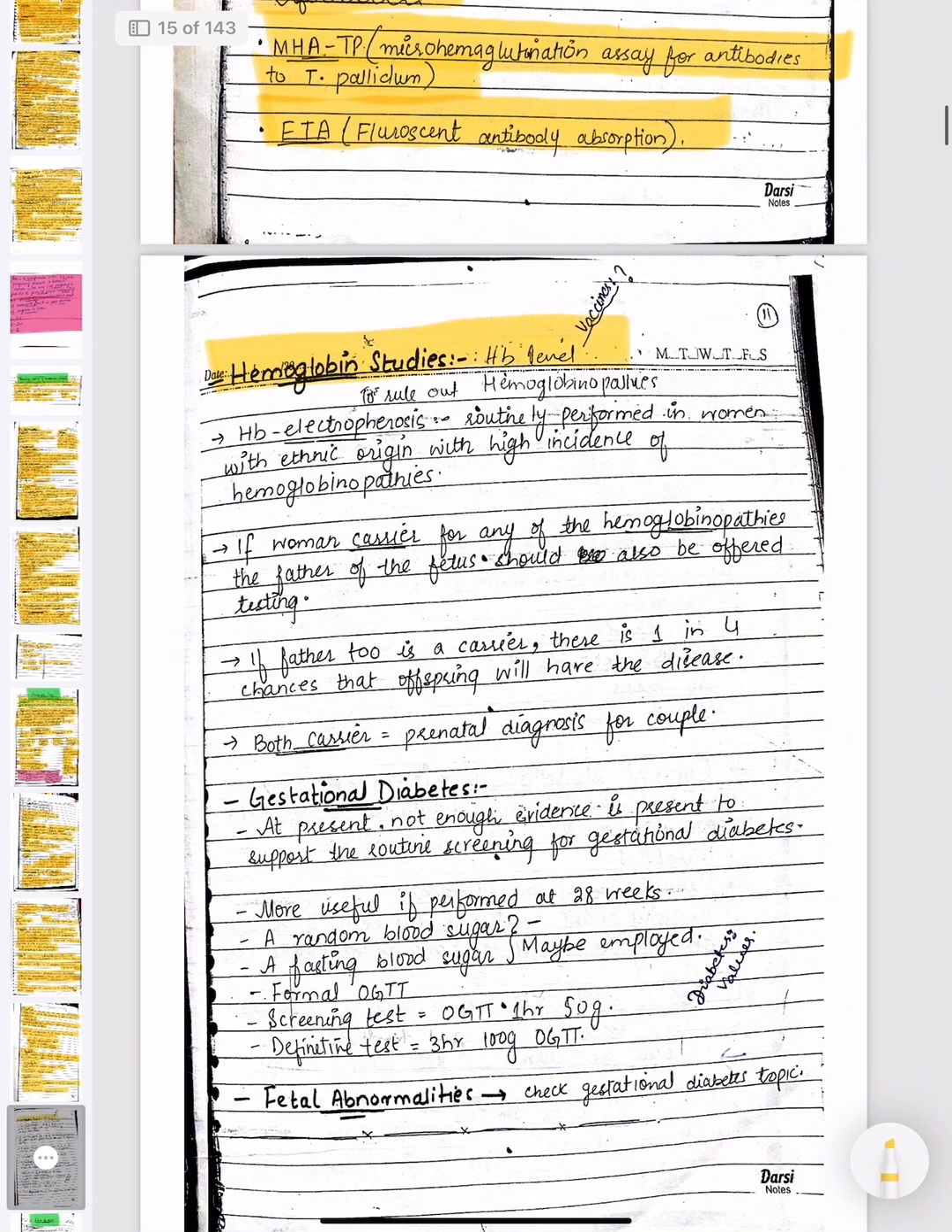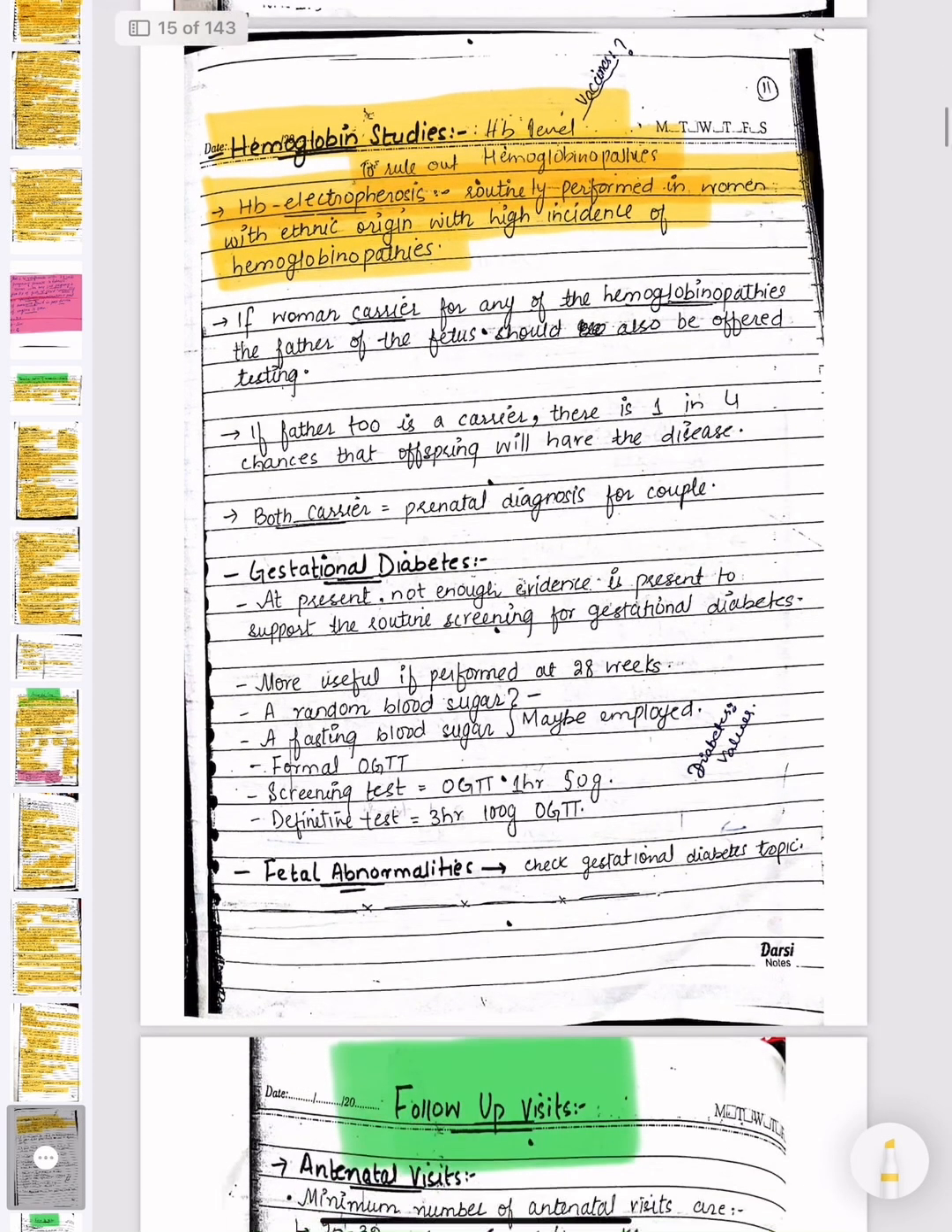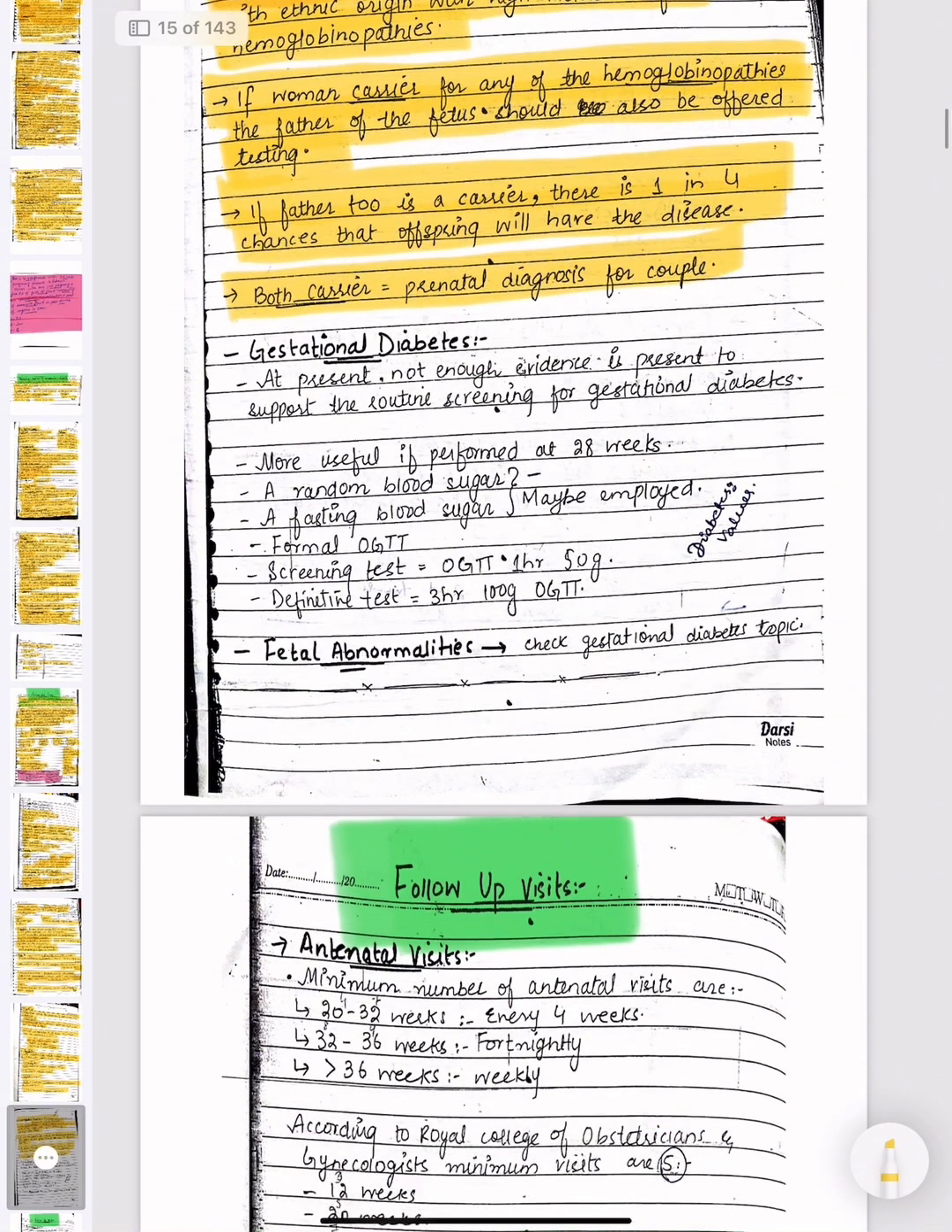Hemoglobin studies are done, which are the Hb level to rule out hemoglobinopathies. Hb electrophoresis is routinely performed in women of ethnic origin with a high incidence of hemoglobinopathies. If the woman is a carrier for any of the hemoglobinopathies, the father of the fetus should also be offered testing. If the father too is a carrier, there is a 1 in 4 chance that the offspring will have the disease. If both are carriers, prenatal diagnosis for the couple is done.